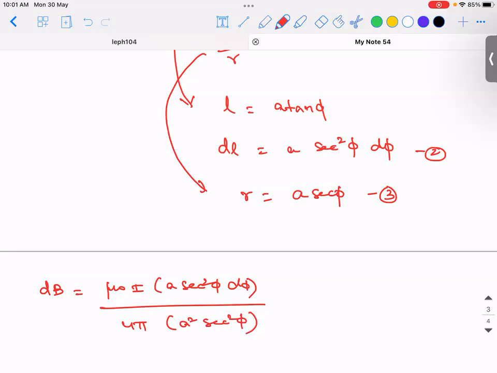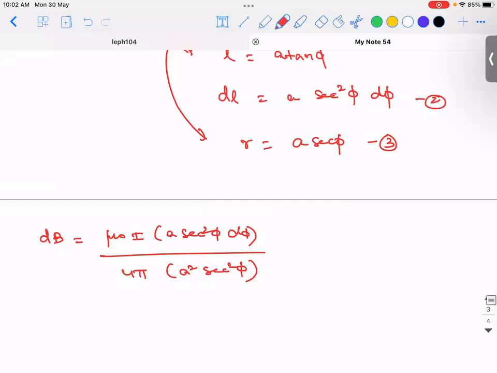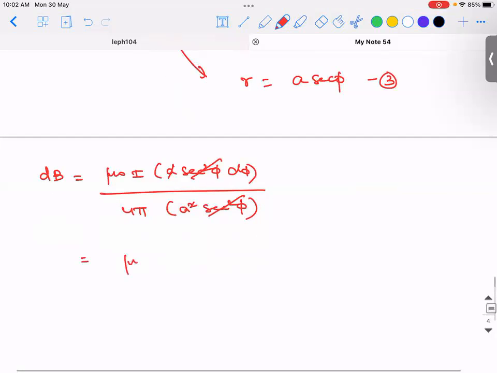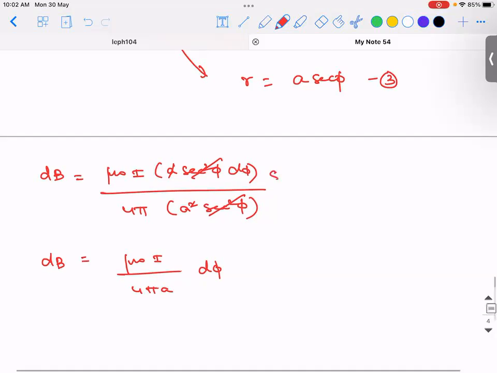Correct? Can I write it like this? Why did I write it as A square secant square phi in the denominator? Because R square is there. So A and A are gone, secant square phi and secant square phi are gone. So I have mu naught I divided by 4 pi A into d phi. Now observe this expression. Oh, into sin theta is there. Instead of sin theta, I can write it as cos phi d phi. Correct?